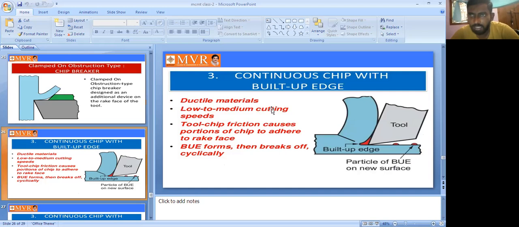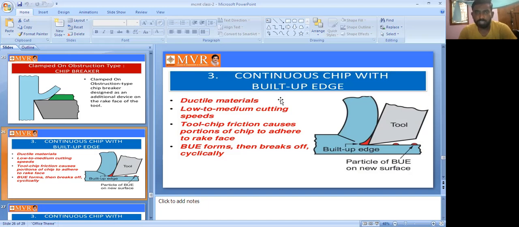The chip breakers, generally we have three types. The first one is discontinuous chip breakers. Next one is continuous chip breakers. The third one is continuous chip breakers with built-up edge. So see here, it is a tool particle, blue, on a new surface. It is a built-up edge. This red color one we can call the built-up edge.